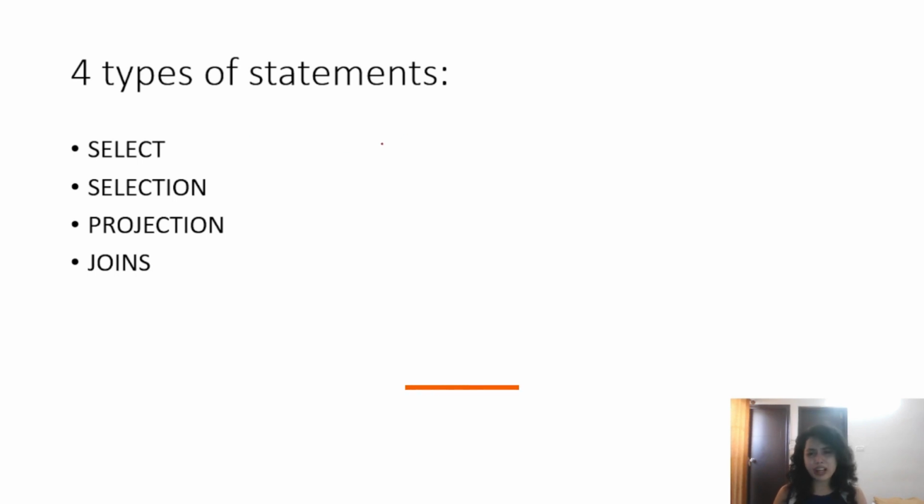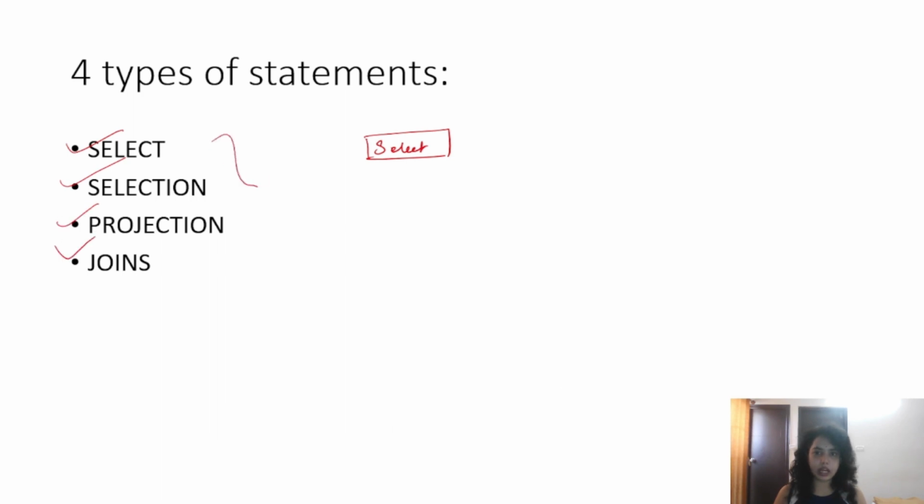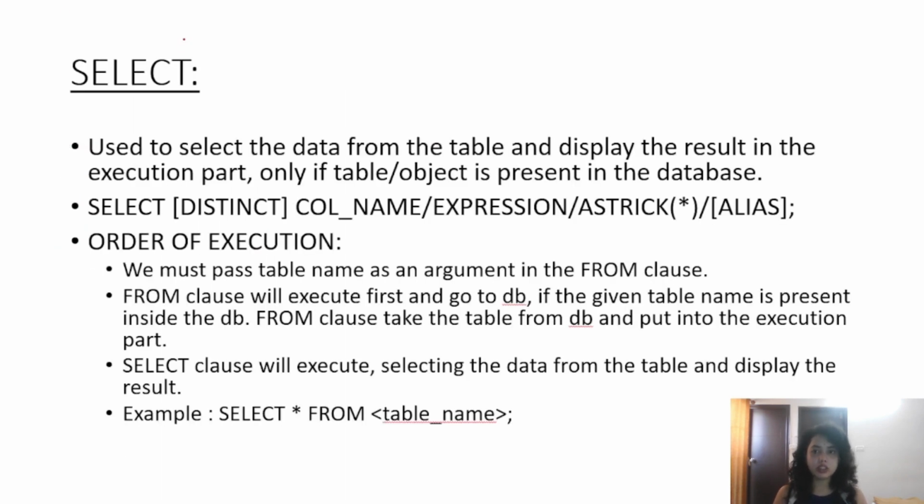We have only one statement, which is select. In all these types of statements, I'll make you understand how select works and why it is called selection, why it is called projection, why joins, like that. Okay, so moving on to our select. Select is used when we want to get the data from a table and display the result in the execution part.